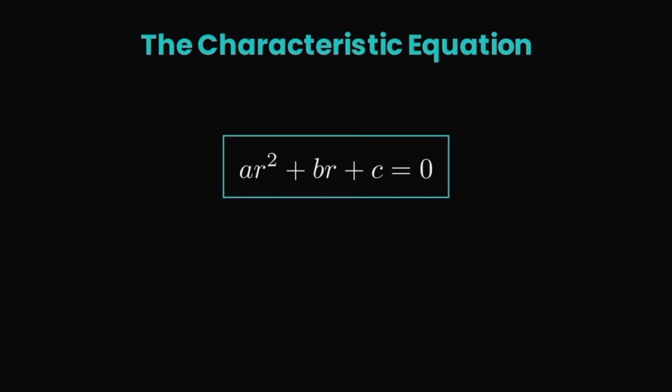Since this is a quadratic equation, its roots will dictate the behavior of our solution. There are three possible cases. Let's look at the first case with a practice problem. y double prime minus 5y prime plus 6y equals 0. We write down its characteristic equation by replacing the derivatives with powers of r. This gives us r squared minus 5r plus 6 equals 0.